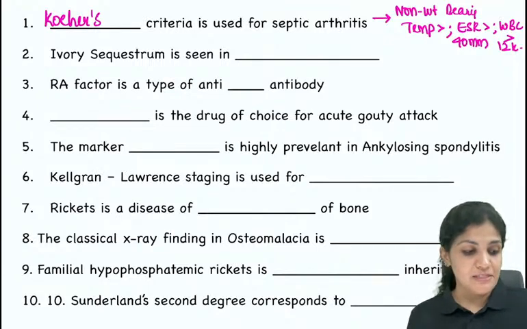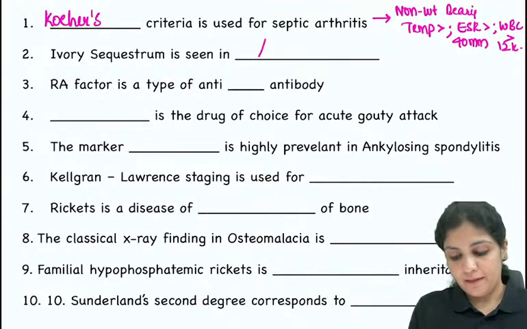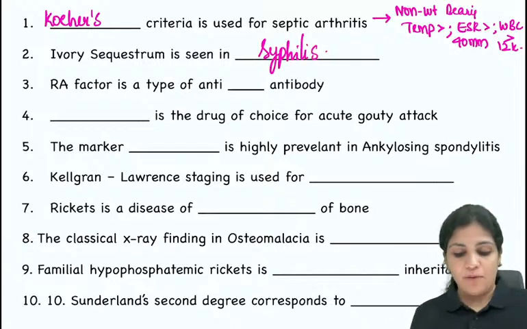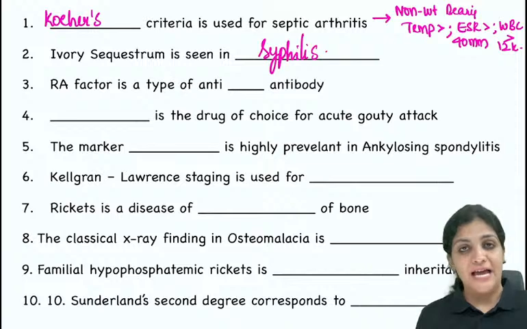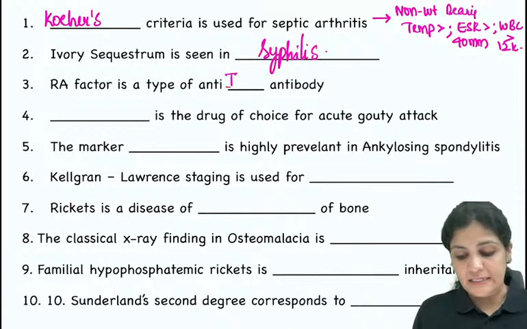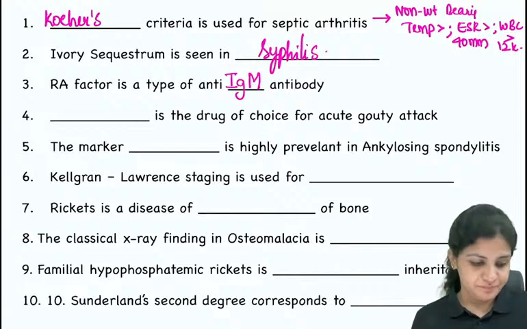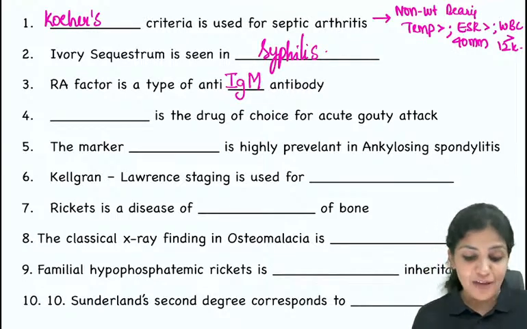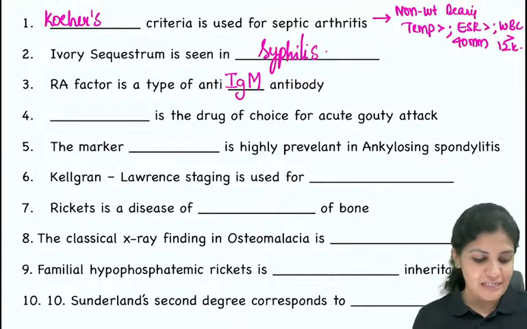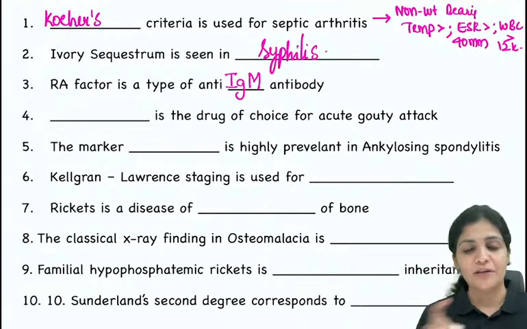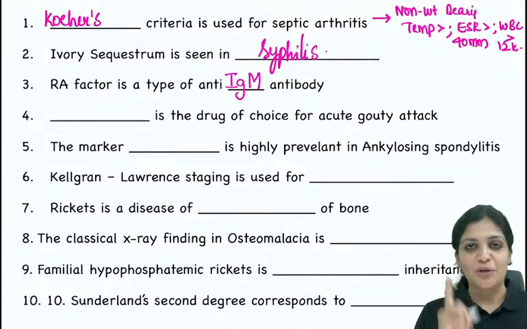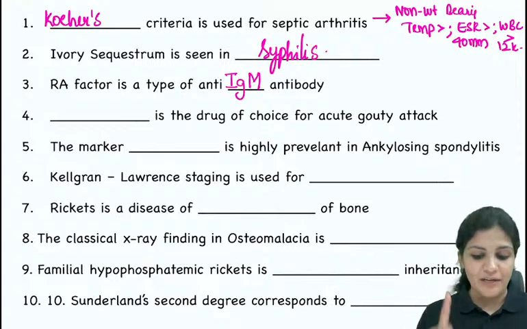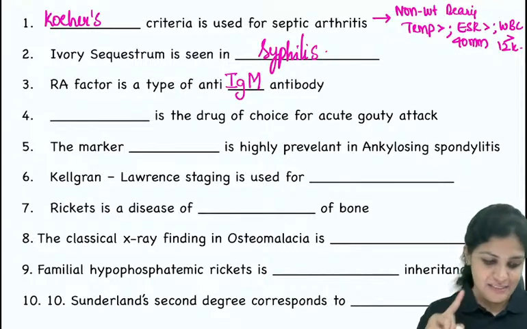Ivory sequestrum is seen in syphilis, right? And what is the RA factor? It is a type of antibody, anti-IgM antibody, right? Pages. That is ivory vertebra. Pratisha, you're right, that is ivory vertebra. That is why you have to read the question properly. Ivory sequestrum is seen in syphilis. Ivory vertebra is seen in Paget's disease, right?